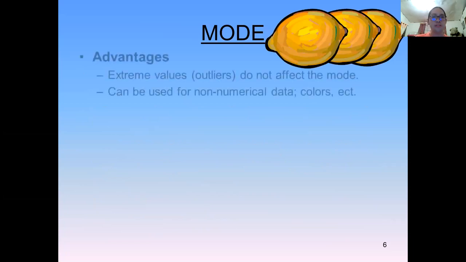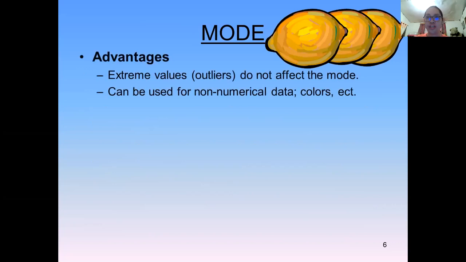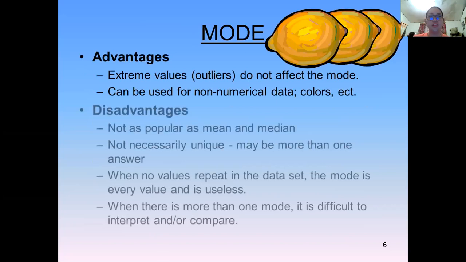The mode, one of its advantages, of course, is that extreme values or the outliers do not affect the mode. So you can use either the median or the mode when there are extreme values. It can also be used for non-numerical data, colors, and etc. So these are the advantages of using the mode.